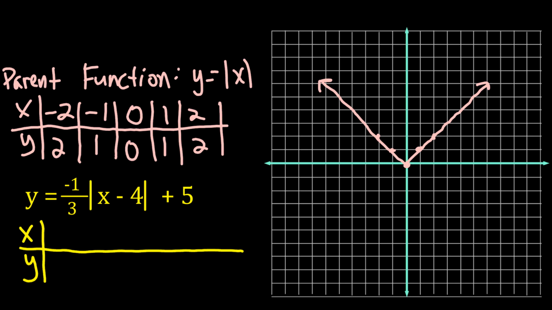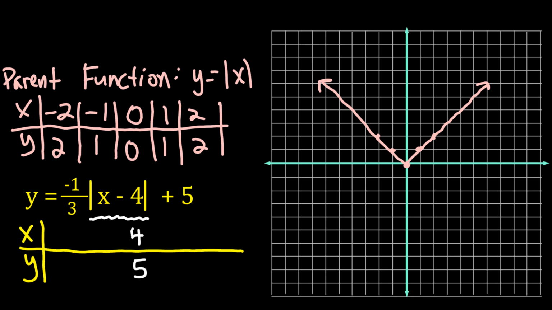And what's going to help us figure out what we choose for x is looking at what's inside that function, that x minus 4. And what makes that 0. So what I'm going to do is I'm going to put in 4 for x. Because if we have x equal 4, then we have 4 minus 4, that's 0. 0 times -1/3 is 0, plus 5 is 5. And so that's going to be one of our points on this one.